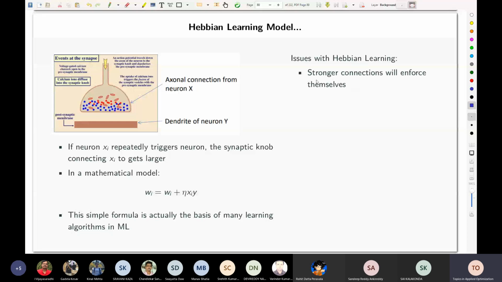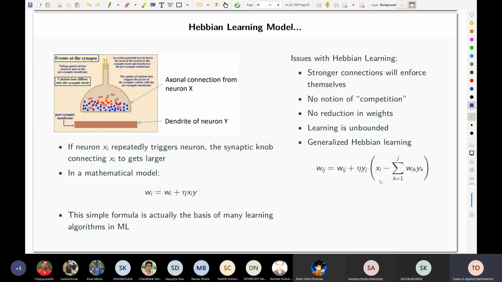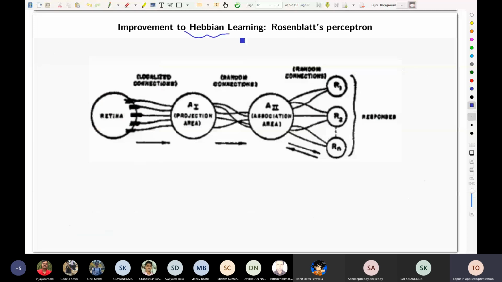The issues with Hebbian learning are that stronger connections will enforce themselves, there is no notion of competition, and no reduction in weights. Learning is unbounded. Generalized Hebbian learning was then proposed, where the updates look like this. Again, we are not going into too much detail of why they proposed it like this. The contribution of an input is incrementally distributed over the multiple outputs in this case.